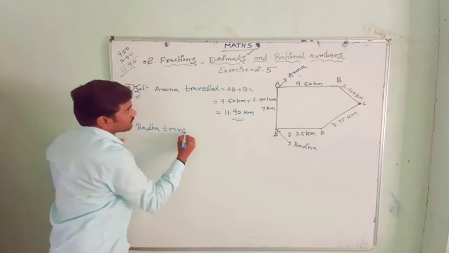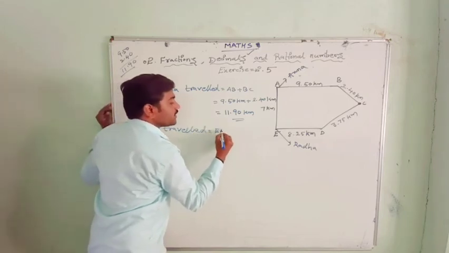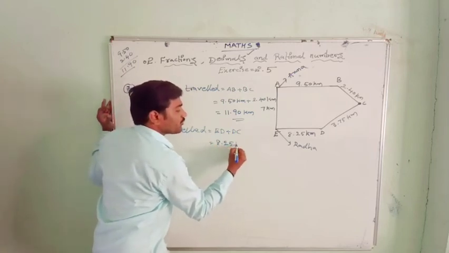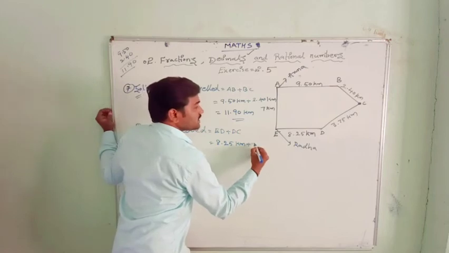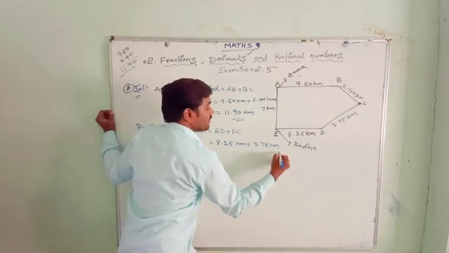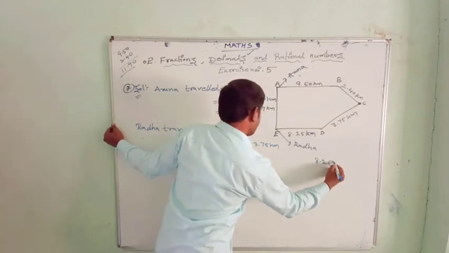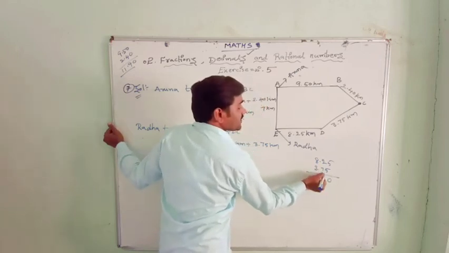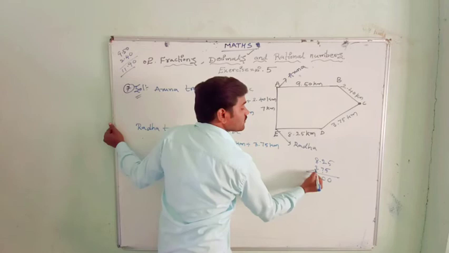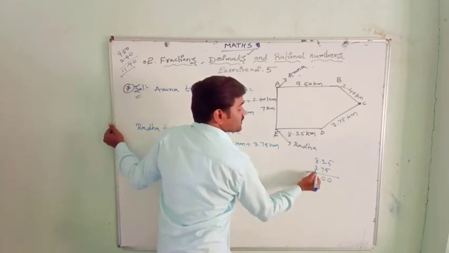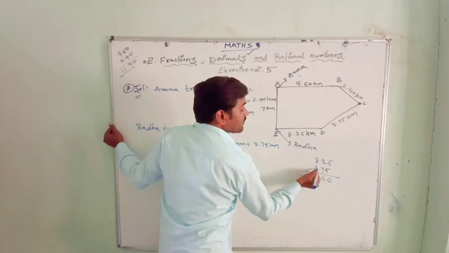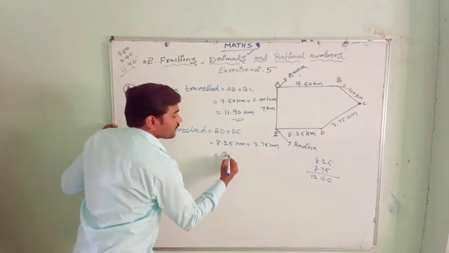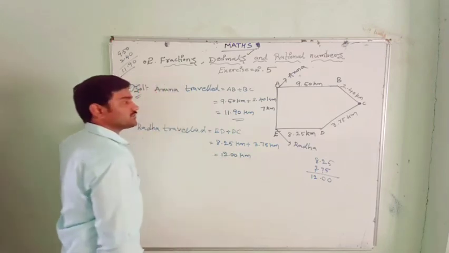And here Radha now. Radha travelled the path of E to D plus D to C. So ED equal to 8.25 kilometers plus DC equal to 3.75 kilometers. Let us add here 8.25, 3.75. 0, 0, 5, 1 carry. 7 plus 1, 8, 8 plus 2, 10. That's 1 carry again. 1 plus 3 is 4, 4 plus 8 is 12. That is exactly 12.00 kilometers. Nothing but 12 kilometers.